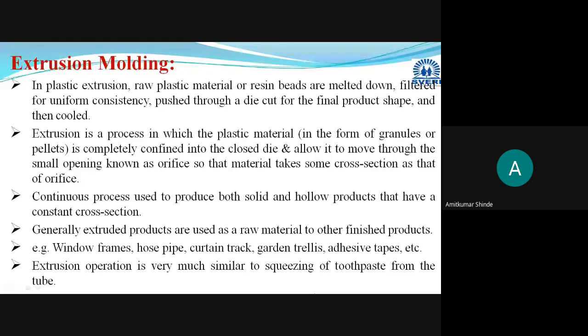In this second point, the extrusion process is explained in another way. Here I will read it for you. Extrusion is a process in which plastic material in the form of granules or pellets is completely confined in the die. After melting it, it is poured into the die and allowed to move through the die. It will open through a small opening which is termed as the orifice, and the desired cross section is given to that orifice to obtain your end product. Some examples I will explain later.